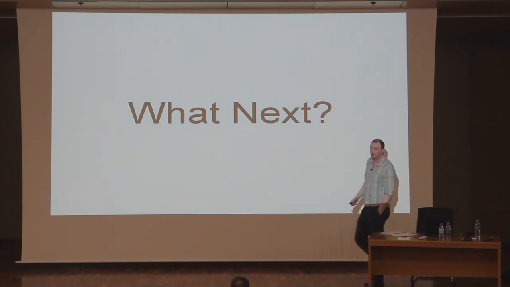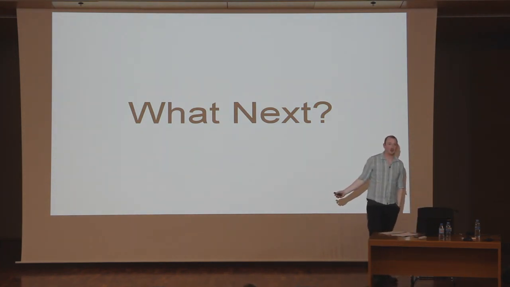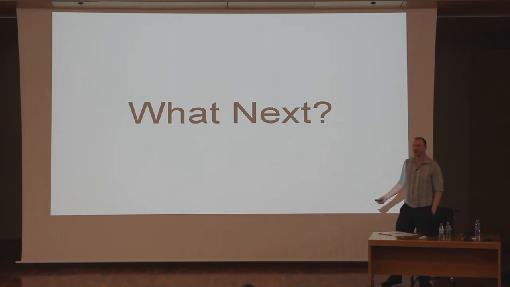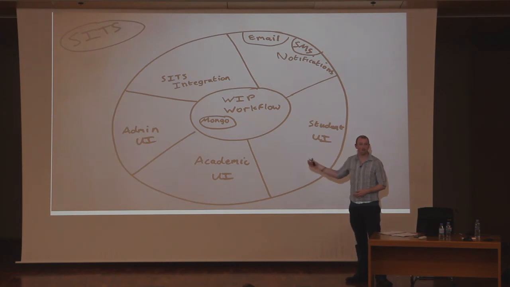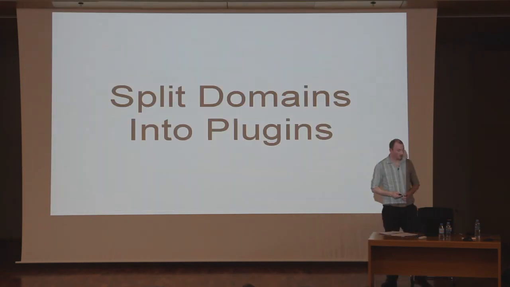So the question then, if you actually apply this as a way of building your systems, what else can you do? What can you do next? What you're seeing here is an application that's been built in this structured way. It's had this architecture applied to it. What you can do next, given that you've got all of these domains in your application, is split the domains into separate plugins. And that's what we're planning to do. So we're not quite there yet.